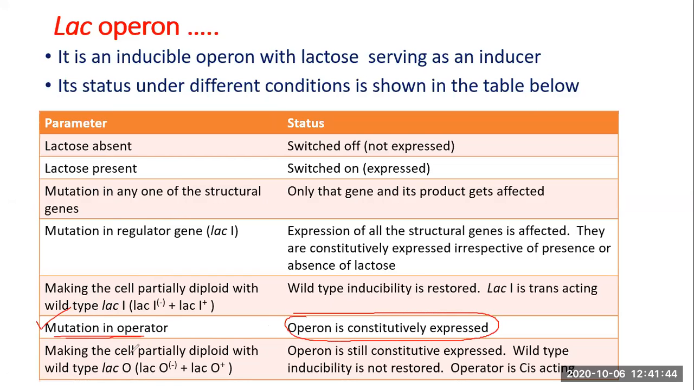Okay. Let's see what happens when we make it partially diploid with a wild type Lac operator. That means the original Lac operator is mutant, shown over here as Lac O superscript minus, mutant. And what you have done, you have added a piece of DNA containing the operator region and you have incorporated it, you have added it to the bacterial cell.